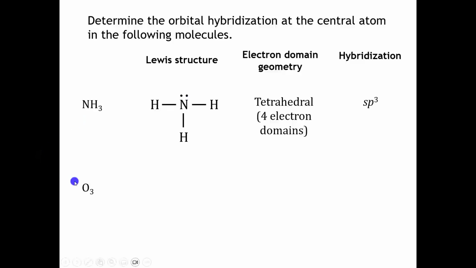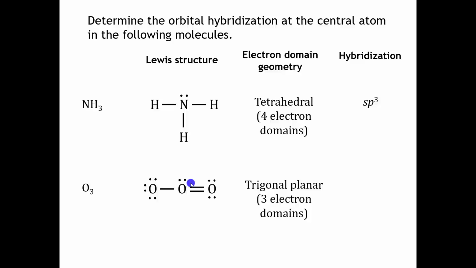If we look at ozone, its Lewis structure looks like this. We have now 3 electron domains at the central atom. A double bond, a single bond, and a lone pair. So the electron domain geometry is trigonal planar, 3 electron domains. And when we have 3 electron domains, we need 3 hybrids, so we're going to get sp2 hybrid orbitals.